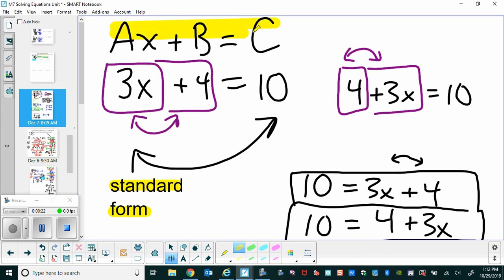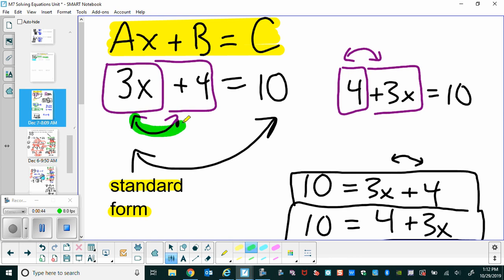Standard form is up here. It's the thing I'm highlighting that says that you're going to have A times some number plus B equals C. So this is our coefficient times the variable plus the constant equals a total. So what that means is if you see an equation like 3x plus 4 equals 10, it is in standard form.